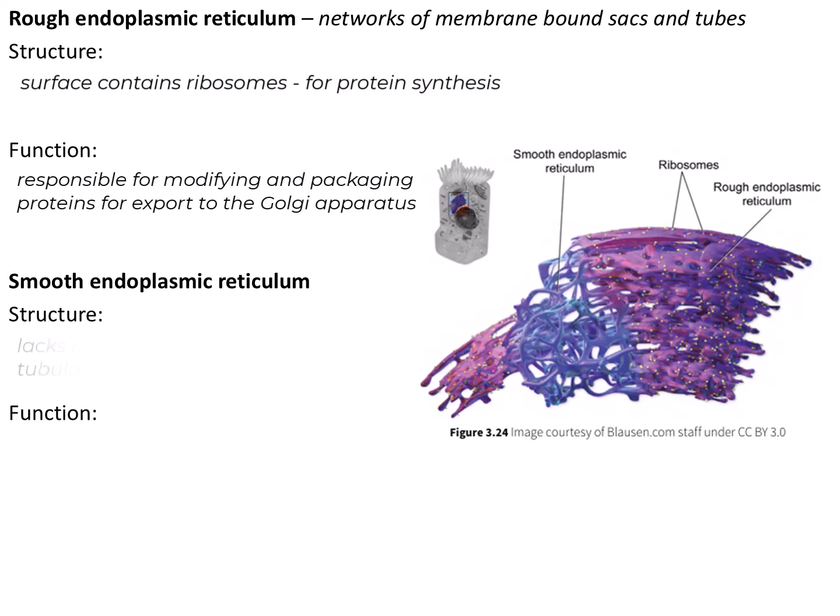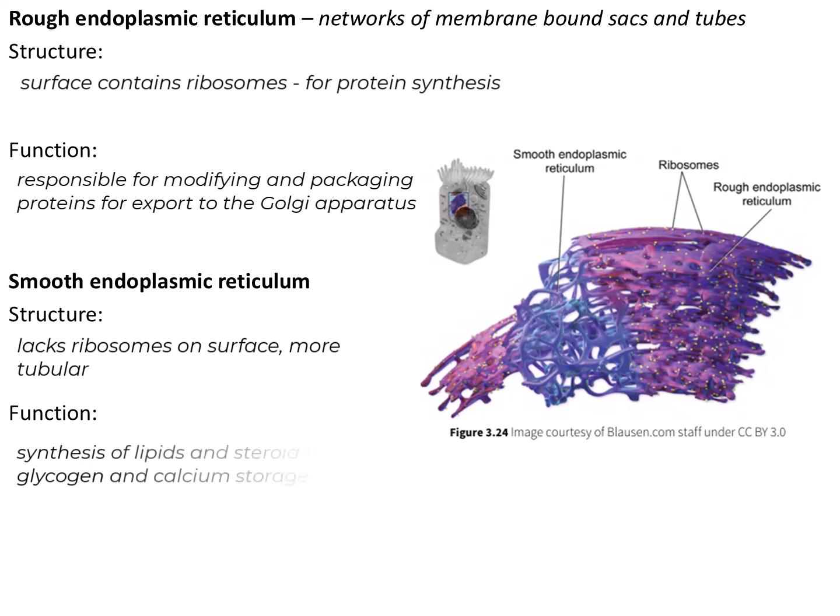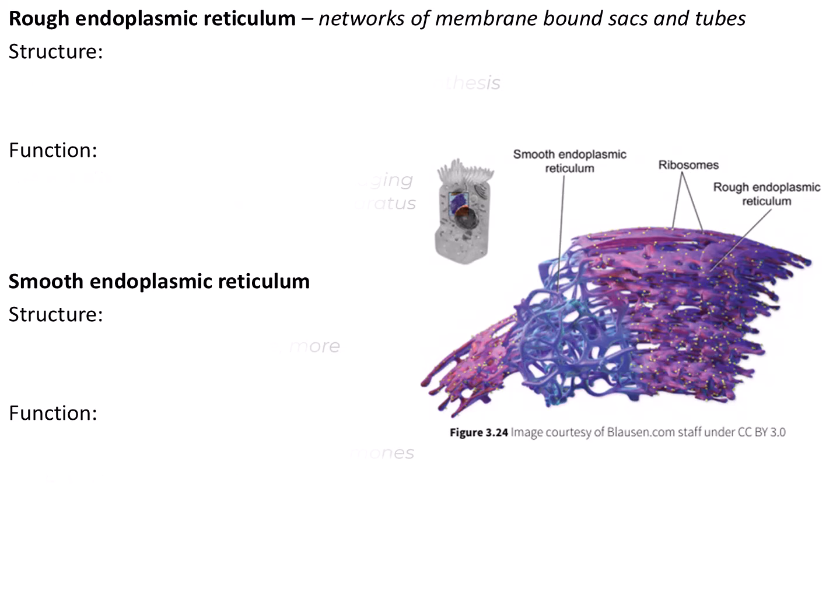The smooth endoplasmic reticulum lacks ribosomes and is much more tubular. This type of ER is involved in the synthesis of lipids and steroid hormone. The smooth ER is also involved in glycogen and calcium storage.